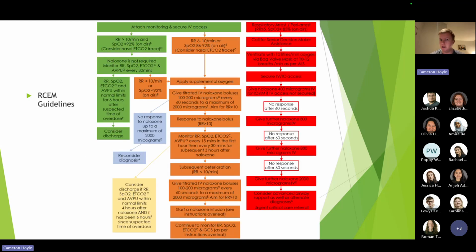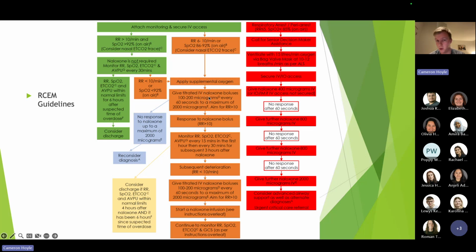This is taken directly from the Royal College of Emergency Medicine guidelines. If you want to screenshot it or use it for revision purposes, then by all means do that. It's a really, really good, simple flowchart that talks you through the process for opiate overdoses. If you're in this category here, which is the one that we were in, with a respiratory rate of 6, apply some oxygen, and you can give them some IV naloxone.